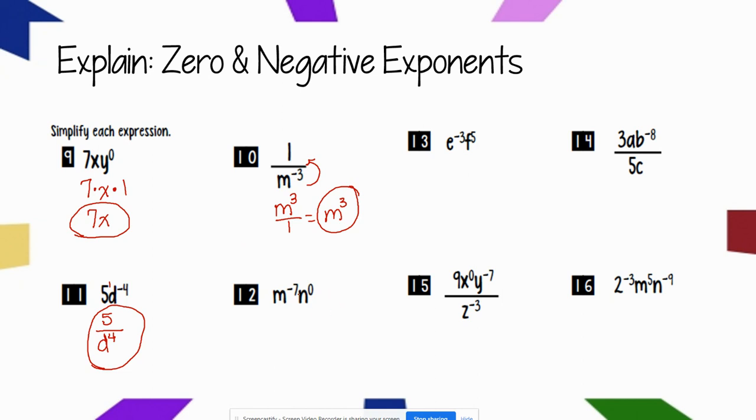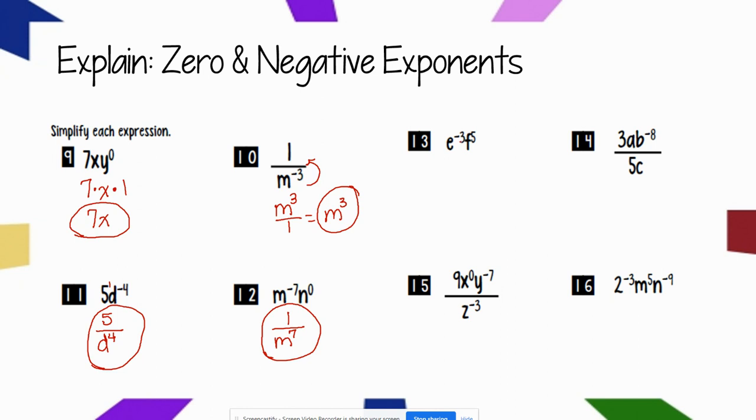For m to the negative seventh power, n to the 0, we need to start with our negative exponent, so we know that m needs to be moved down to the denominator. And as soon as we move it, that negative 7 becomes positive. N to the 0 needs to be simplified. Well, we know that anything to the 0 power is just 1. So we're left with 1 over m to the 7th power.